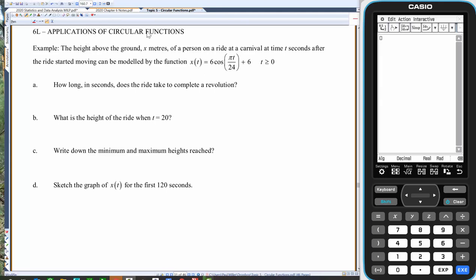This one's about applications of circular functions. So we'll try to use a CAS a fair bit on this, but also try to complete a fair bit of this by hand. Let's see how we go.